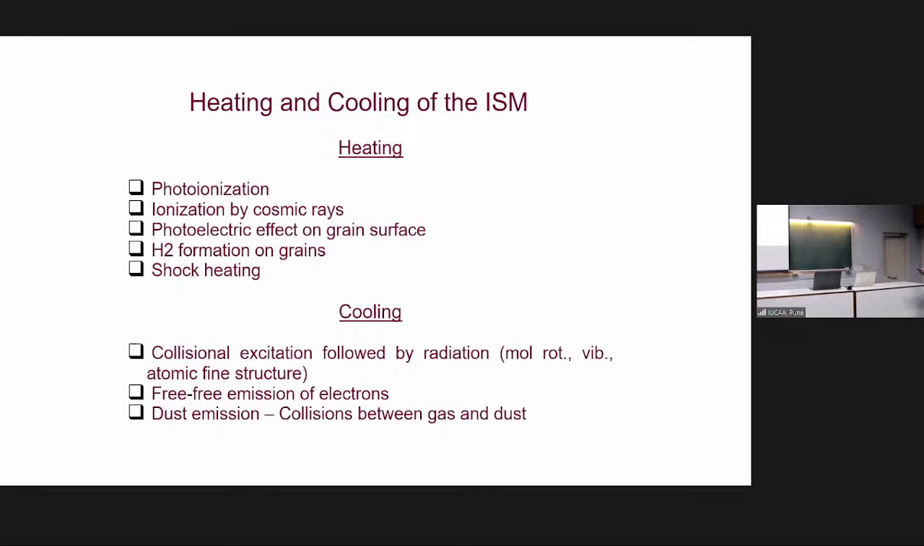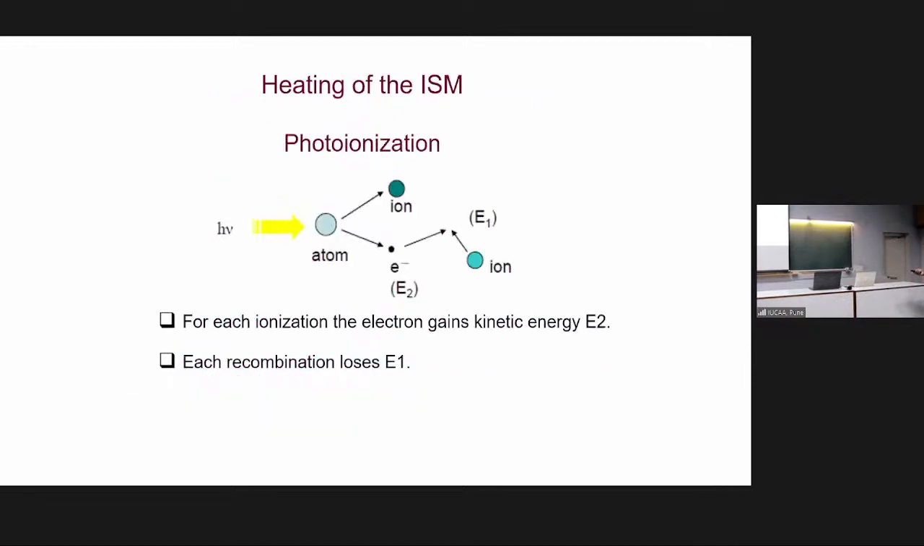Heating can take place by these processes: photoionization, ionization by cosmic rays, photoelectric effect, molecular hydrogen formation on grains, and shock heating. Cooling takes place by giving away radiation. So if something is excited, and then it comes down by giving away radiation, when the radiation escapes, the material is cooled down. Then we can have free-free emission of electrons and dust emission collision.